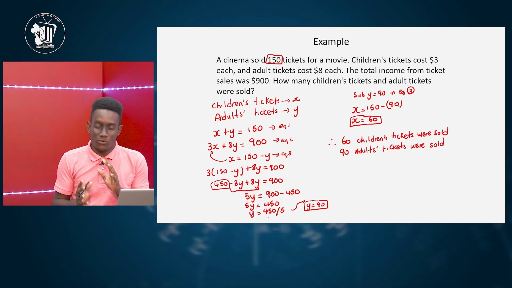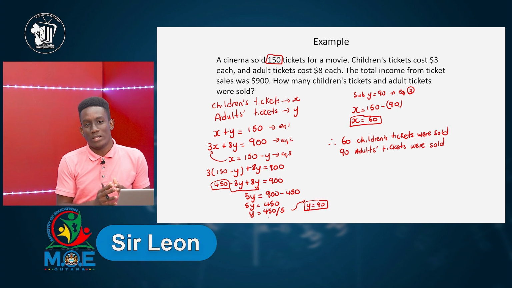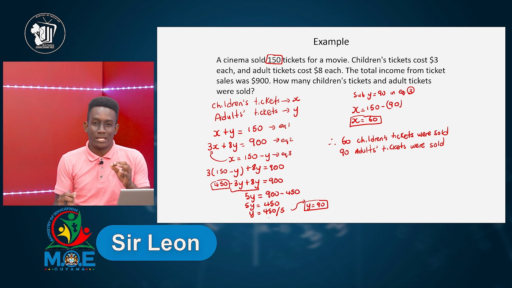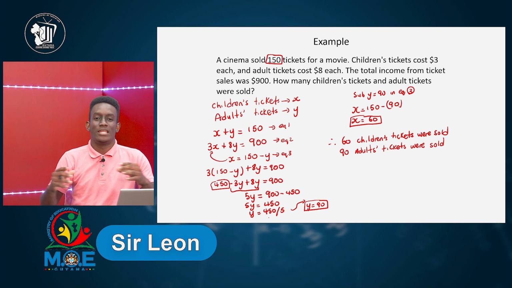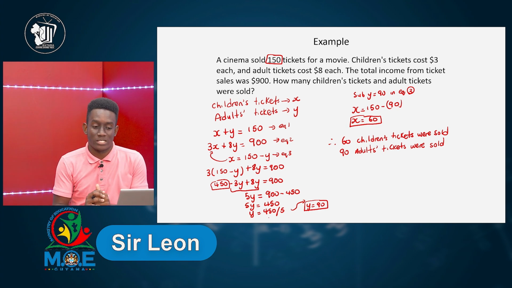And that is how we can solve worded problems as simultaneous equations. Step 1, we read the question thoroughly, we identify the variables that we want to use, and then we come up with two equations to represent what is going on in the statement. And then from there, we solve those two equations and we answer the question.